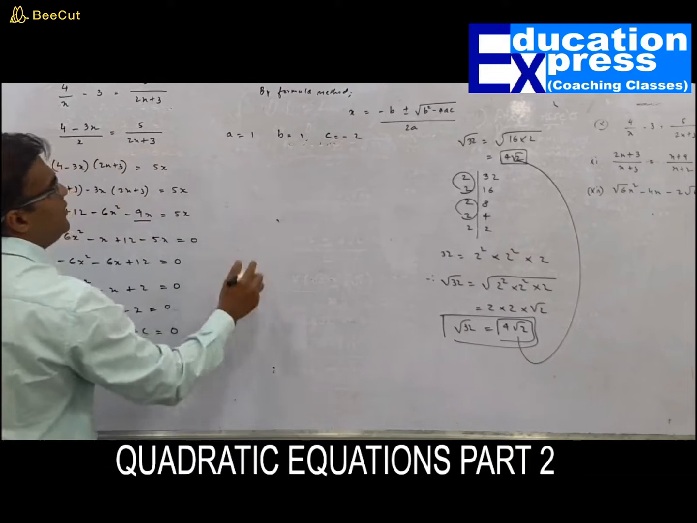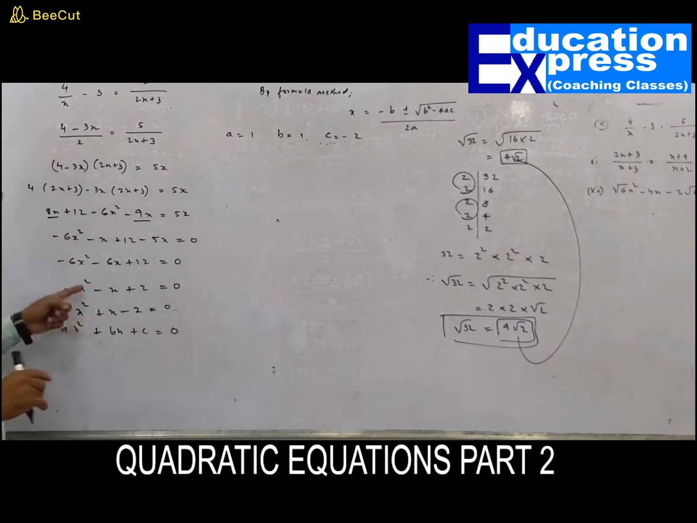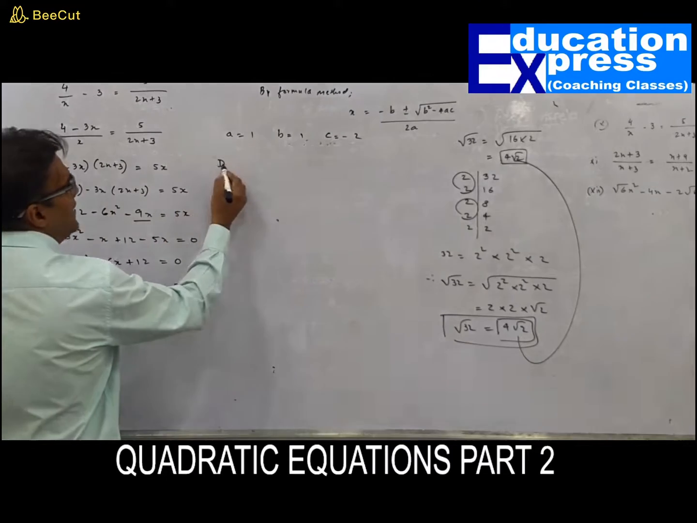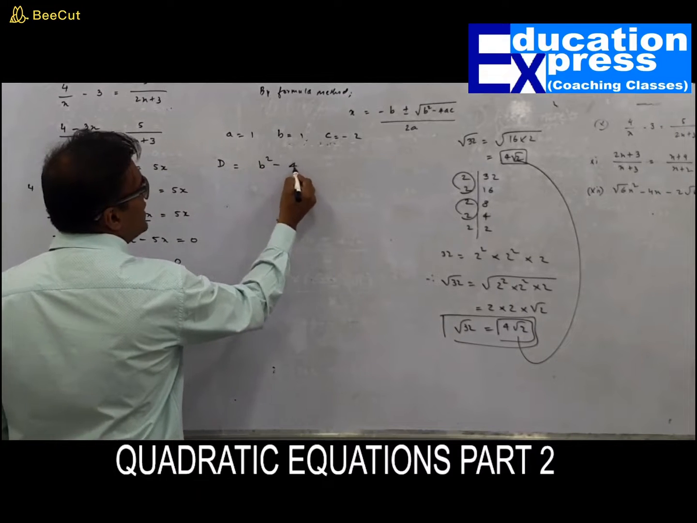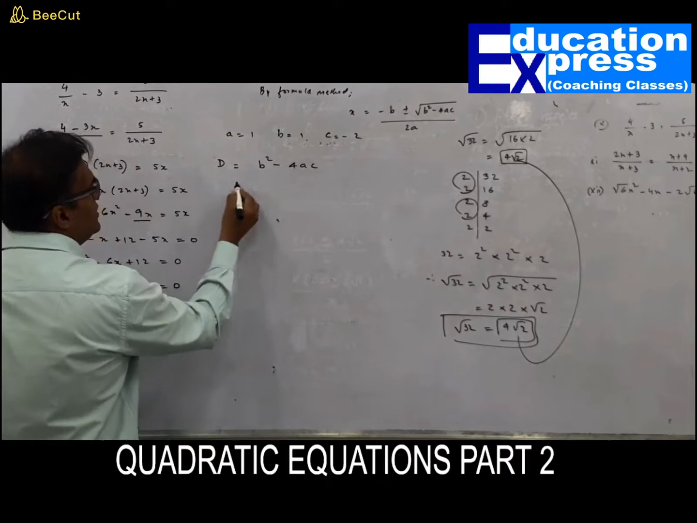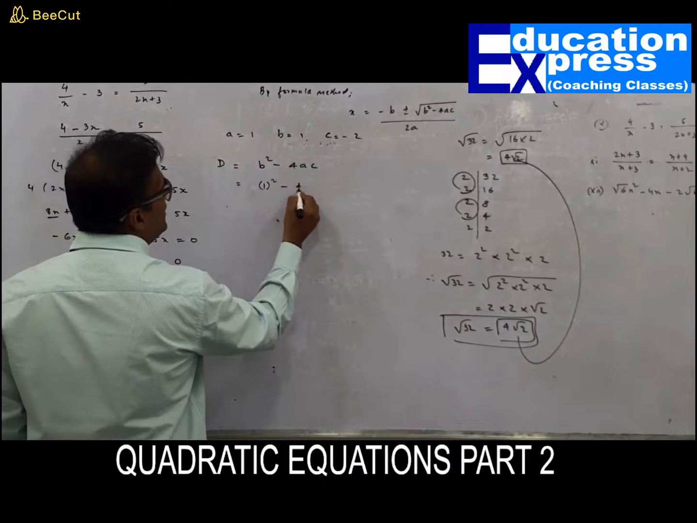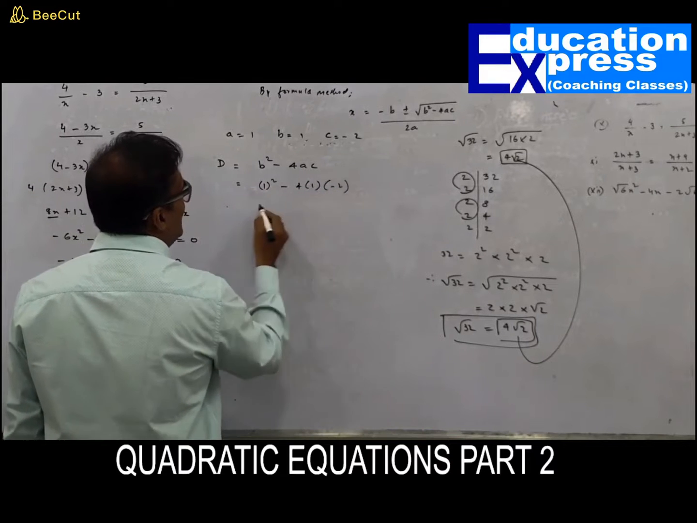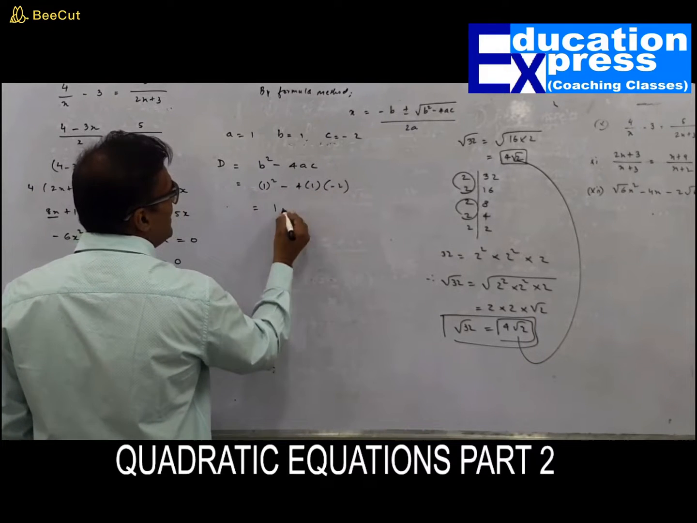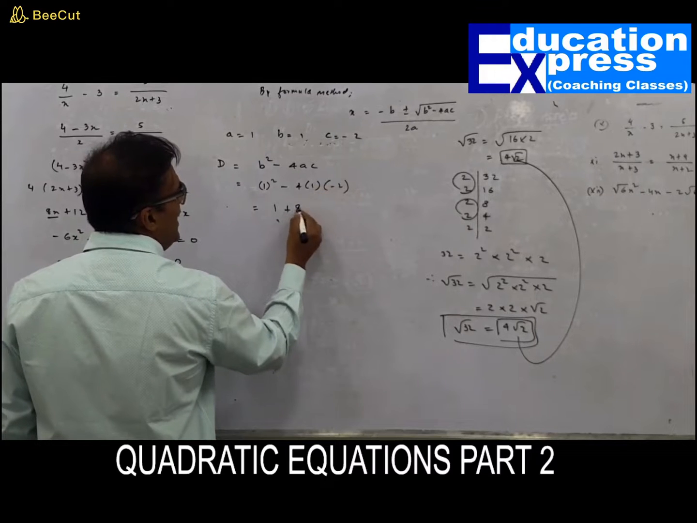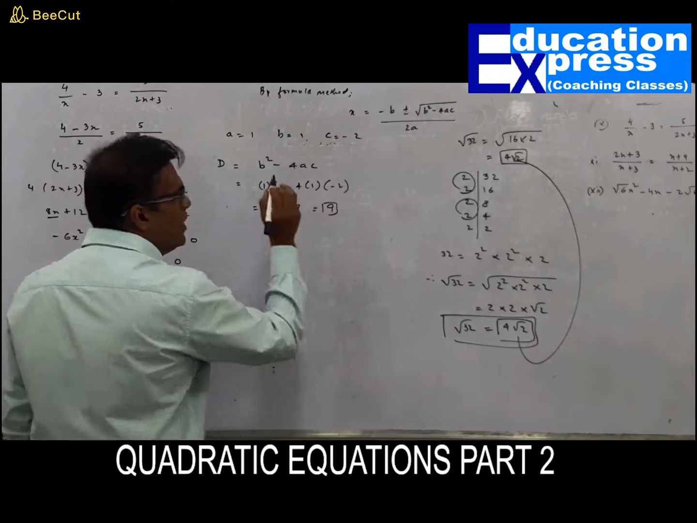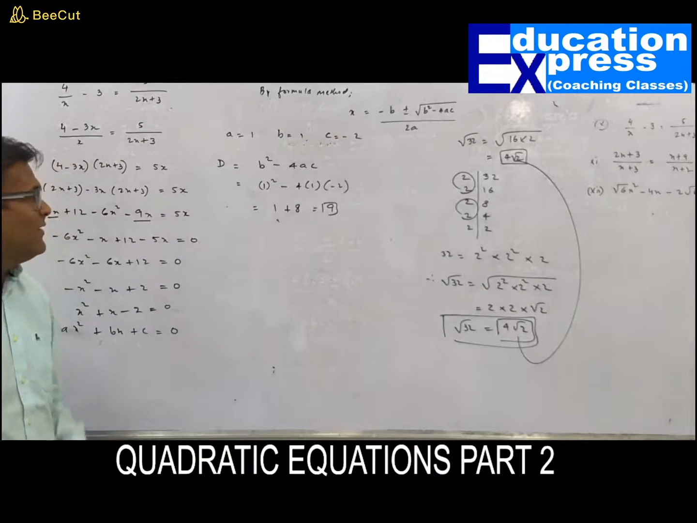How do you find the value of a, b and c? By comparing it with the standard form. The next step is to find the discriminant, which is b square minus 4ac. What is the value? 1 minus 4 into a into c. 1 minus minus becomes plus, 4 twos are 8. Total 9. We got the value of the discriminant, which is 9.